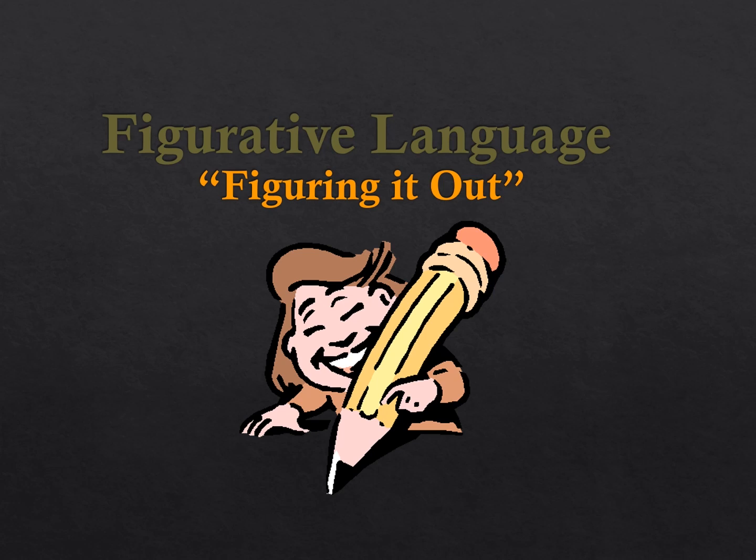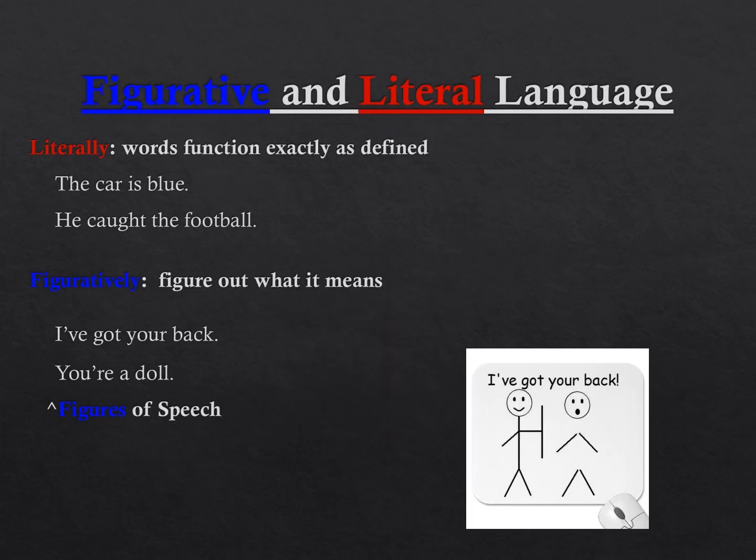Let's go to the figures of speech or the figurative language. Here, we try to figure out the meaning of the expression used by a speaker. So figurative and literal language, let us first differentiate the two. Literally, words function exactly as defined. Examples: the car is blue. He caught the football. Figuratively, we figure out what it means. Examples: I've got your back. You're a doll. These are figures of speech.